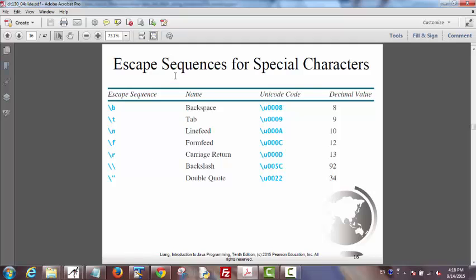Okay, now there are some special or escape sequences. The ones you really want to know about are \t, which gives you a tab in your output, \n, which gives you a line feed, \\, which gives you a literal backslash, and \", which gives you a literal double quote.